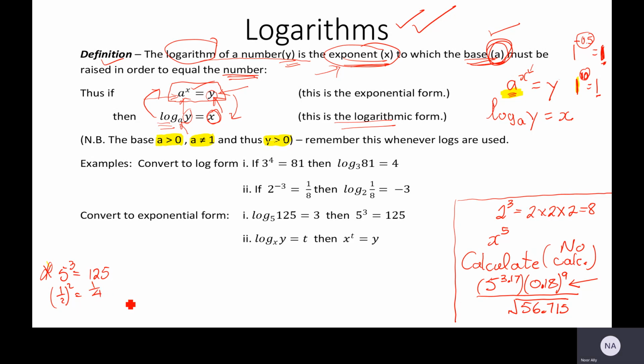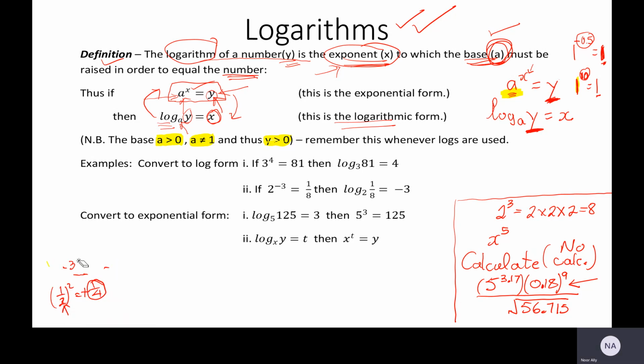That's right, a quarter. Irrespective of what base I choose, I will always get a positive answer. So that answer that you get there will always be positive. And that's the Y that I'm talking about here. That Y over there, if that's in the exponential form, in the logarithmic form, that Y must always be greater, and will always be greater, than 0.